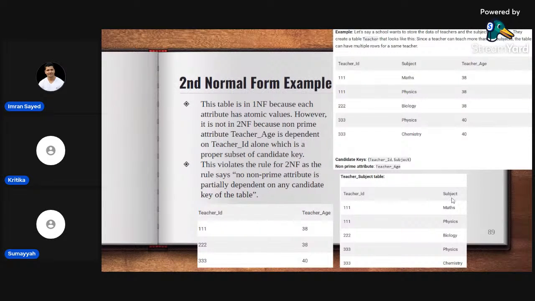Now it's in 2NF because the primary key of one table is teacher ID and the non-prime attribute, which is subject, is fully functionally dependent on teacher ID. In the first table, teacher's age, which is a non-prime attribute, is fully functionally dependent on teacher ID. Correct? Yes. Okay.